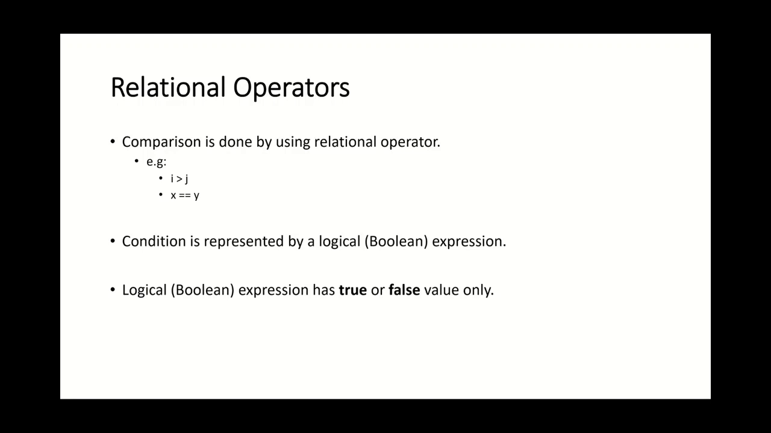We have two types of operators. The first type is relational operators. Basically, we use relational operators to make comparisons. You have two values, so you can make a comparison between the two values. For example, i is larger than j, x is equal to y. Then basically we have a condition. This condition is represented by a logical or Boolean expression, and a logical or Boolean expression has two values, either true or false.